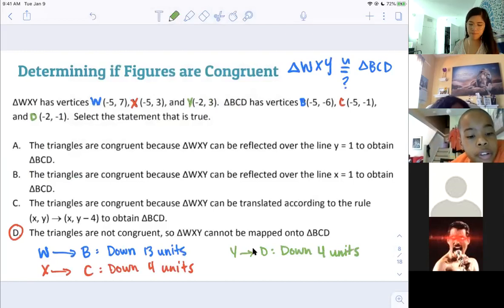W and B goes down 13 units instead of down 4. Down 13. So they're not going by the same amount. So we know that that's not going to be congruent. Maybe if all 3 were going down 4 units, they would have been congruent. Exactly. If all 3 had gone down by 4, that would have been answer choice C. But that's not what happened.